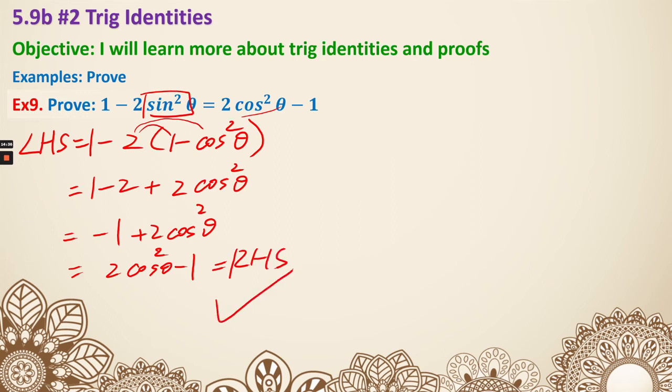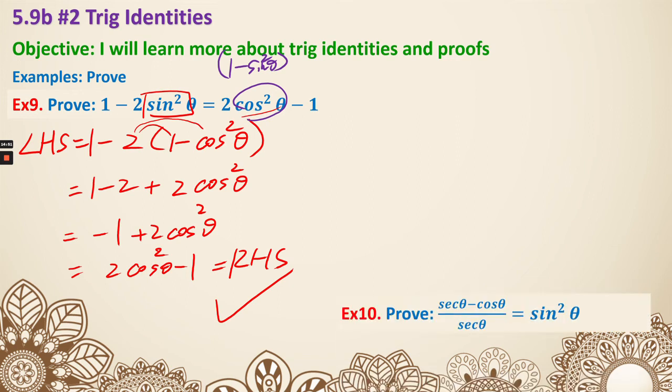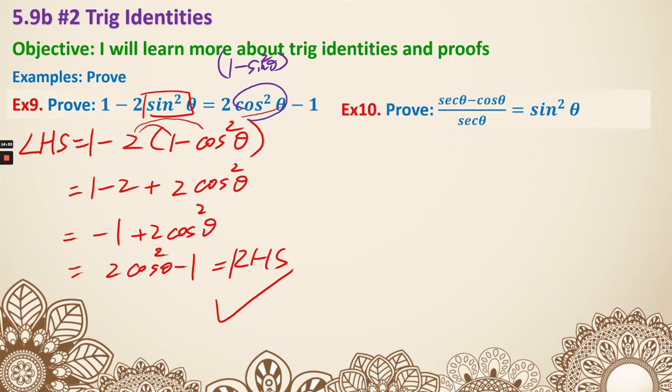That is done. If you choose to start on the right-hand side, it's the same idea. You are going to rewrite the cosine squared as 1 minus sine squared. And then do your distribution, and that would give you the left-hand side. That's example 9. Next, example 10. Left-hand side is more complicated. Let's start there.